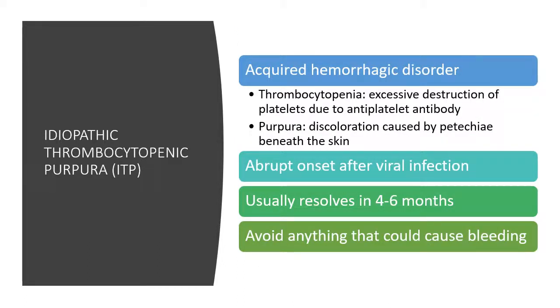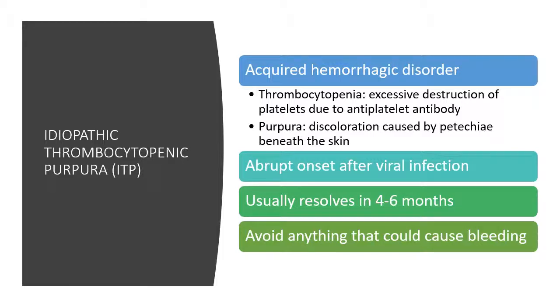ITP, or idiopathic thrombocytopenic purpura, is petechiae caused by an excessive destruction of platelets due to an antiplatelet antibody that is activated after a viral infection. So this is kind of an acquired hemorrhagic autoimmune disorder triggered by a virus that then causes a clotting problem, lack of platelets, and petechiae. It usually goes away on its own in about 4 to 6 months, but in the meantime, it's super important that you avoid anything that could cause bleeding.